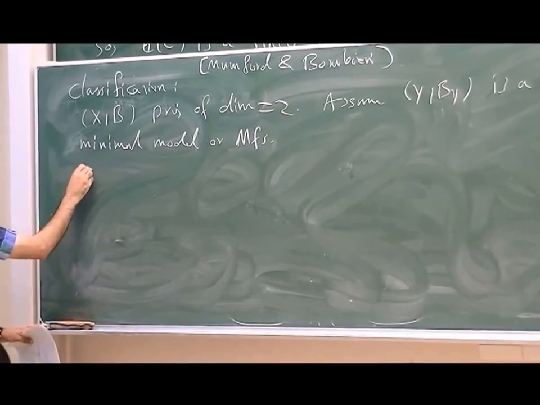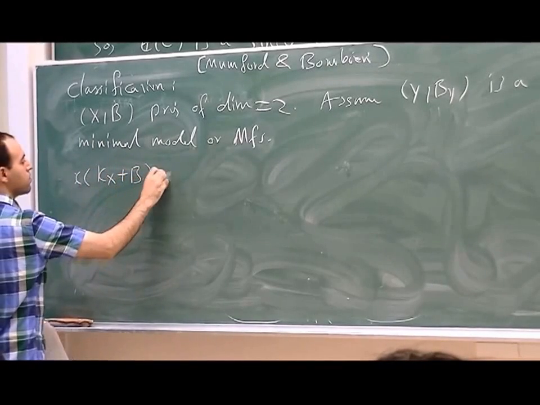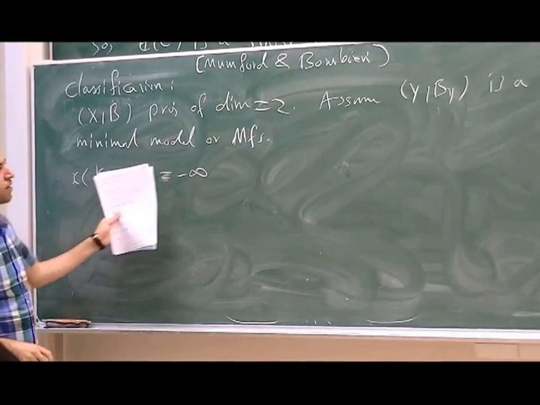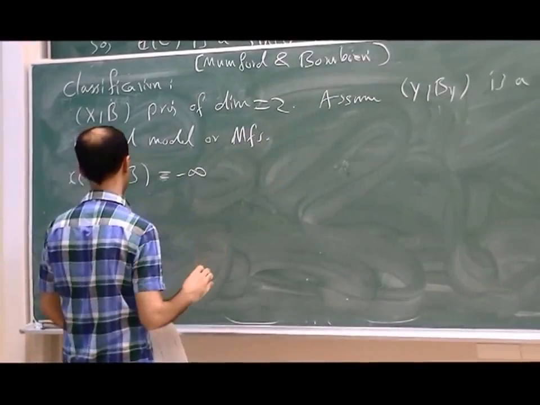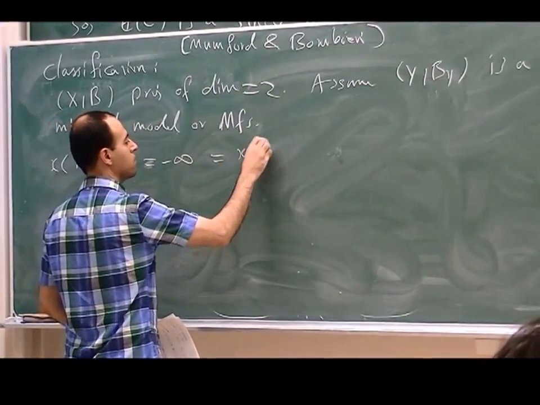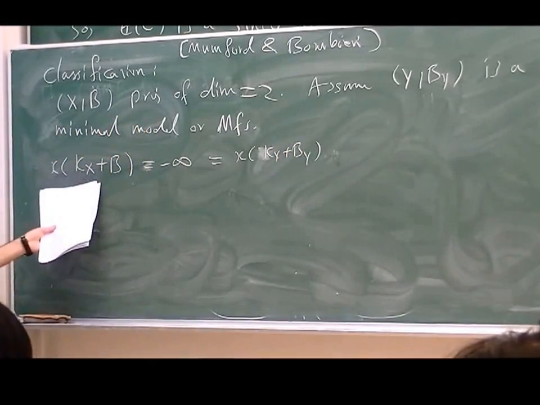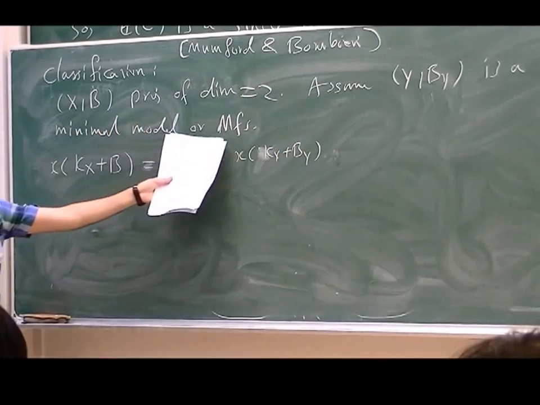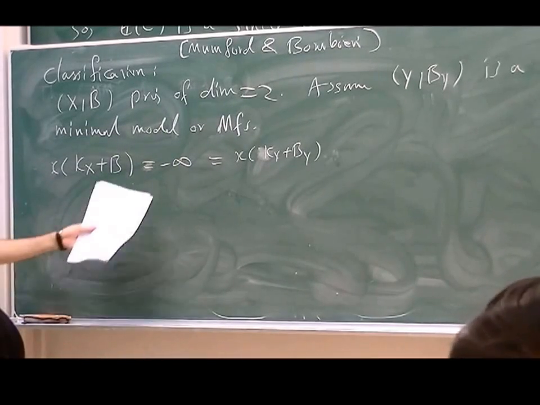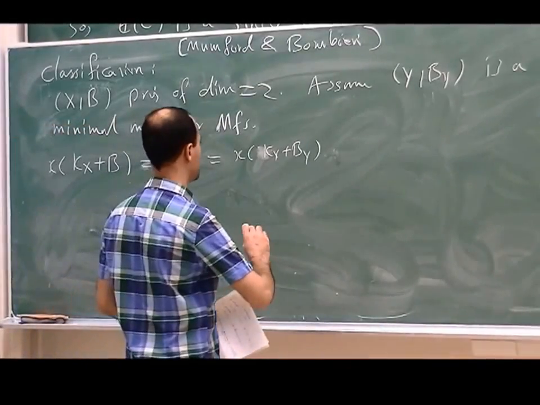When the Kodaira dimension of the divisor K_X plus B is minus infinity, which, by the way, always coincides with the Kodaira dimension of K_Y plus B_Y, so when this is minus infinity, that means that you are definitely going to find a Mori fiber space, not a minimal model. Because exactly this negativity gives you negativity in terms of geometry.